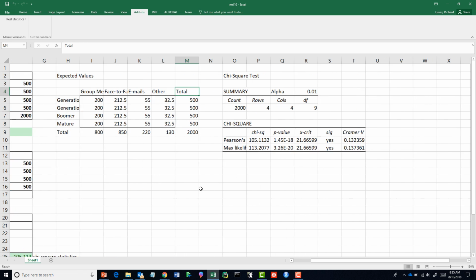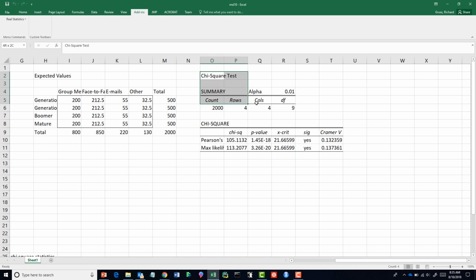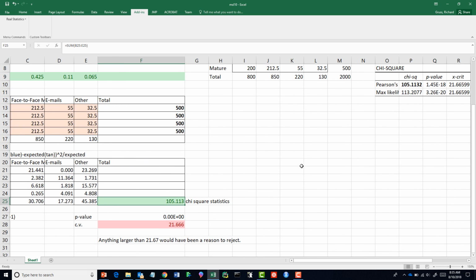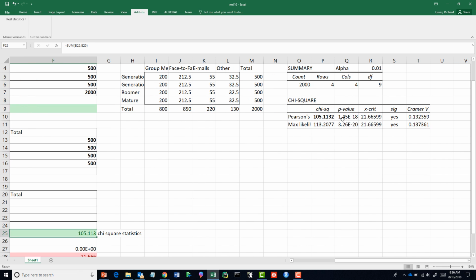Okay, and so over here it shows you, okay, so now it's conducting the hypothesis test. It's naming its alpha here, and it shows you its calculation of degrees of freedom here, which is 4 rows and 4 columns. That's rows minus 1 times columns minus 1. So degrees of freedom was 9. And it showed you this Pearson's here. This is the chi-square statistic that I calculated, which is down here. Okay, so they got the same number, and then they show actually the p-value.